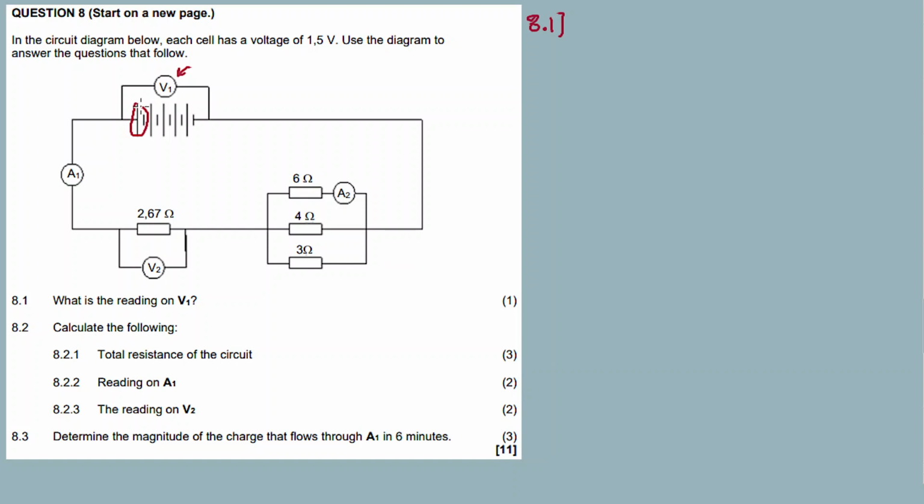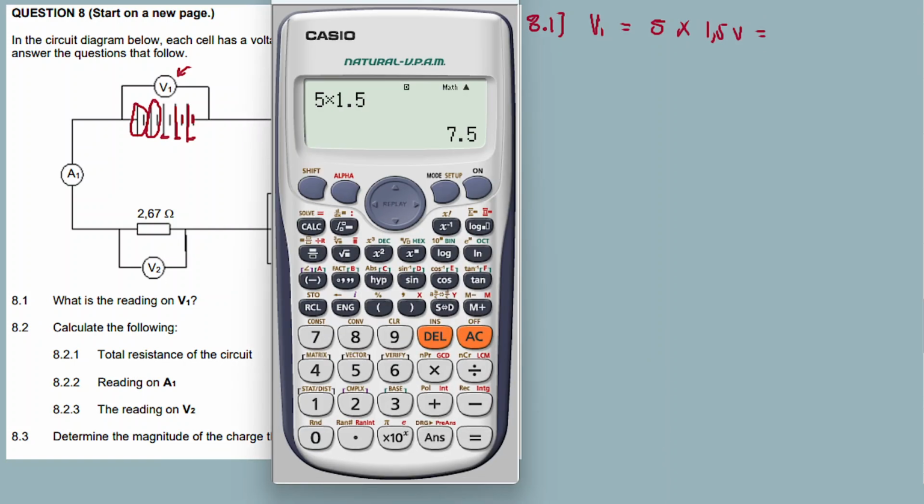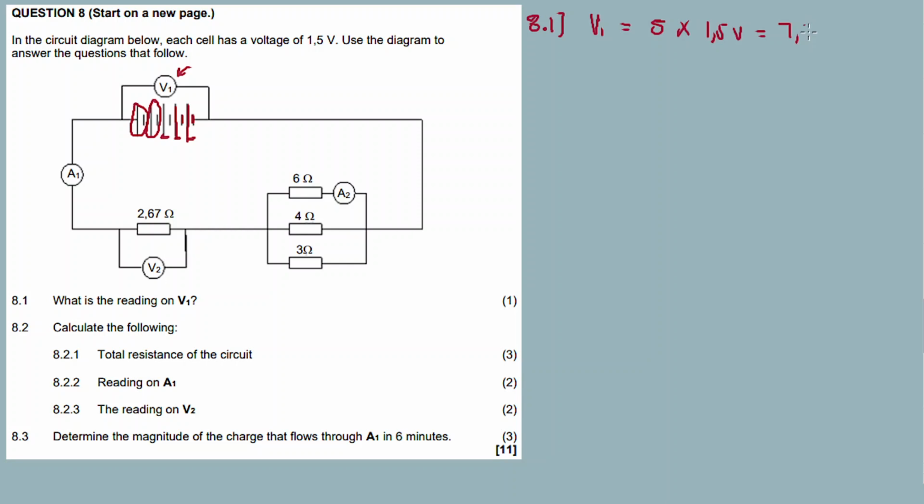1, 2, 3, 4, 5. How do you recognise a cell? You see it by the long line and the short line. Long line, short line. So we have 5 cells here. So voltmeter 1 will be equal to 5 cells times 1.5, the voltage for each cell. What is that? It's 7.5. So the answer is 7.5.